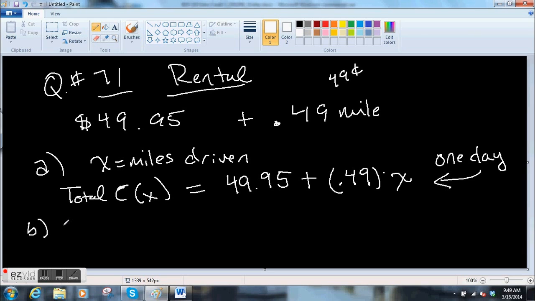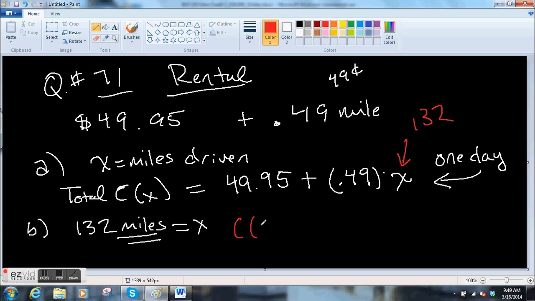And then part B says find the total cost of the rental if it was driven for 132 miles. We know X is the miles driven, so we're saying what is this cost when X equals 132? So what you're going to do is plug 132 into this formula. Let's do it now. So you have the cost at 132, see I let X equal 132, is 49.95. You're still doing one day, 49 cents, but you drove 132 miles.